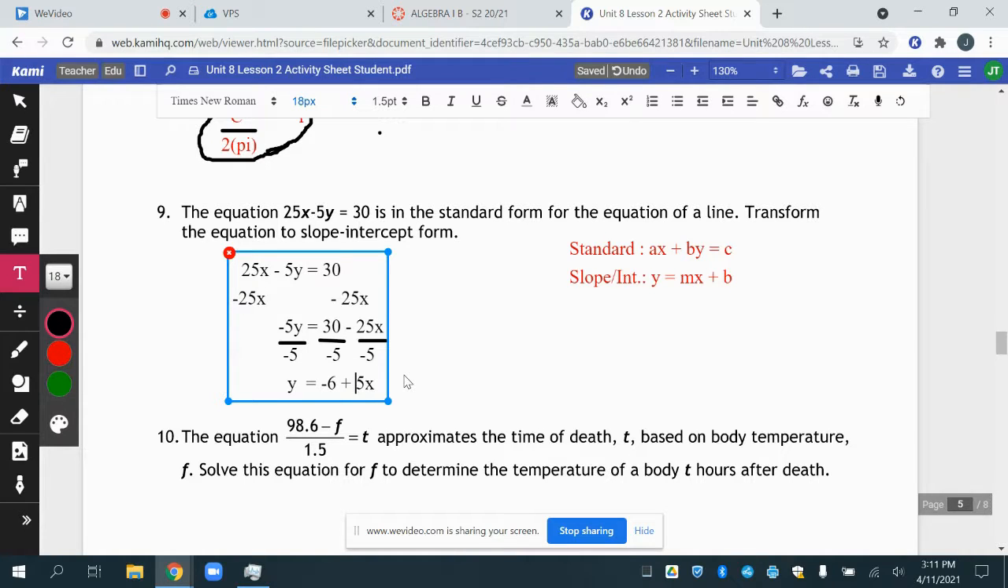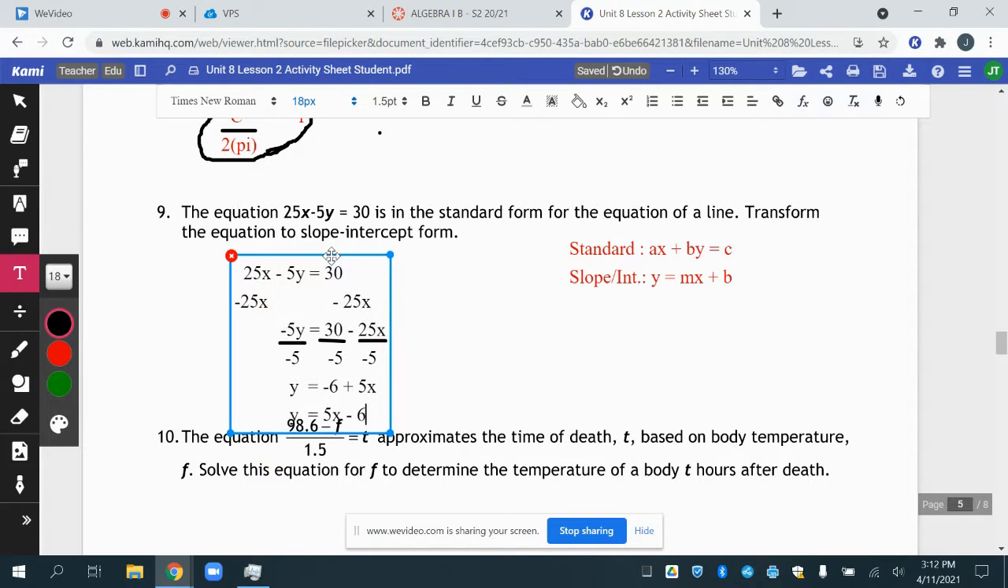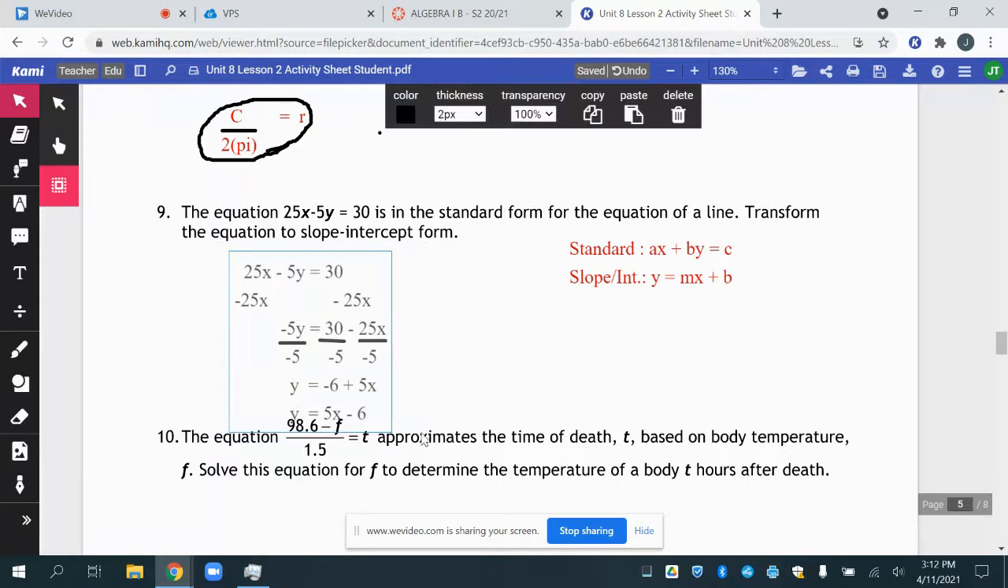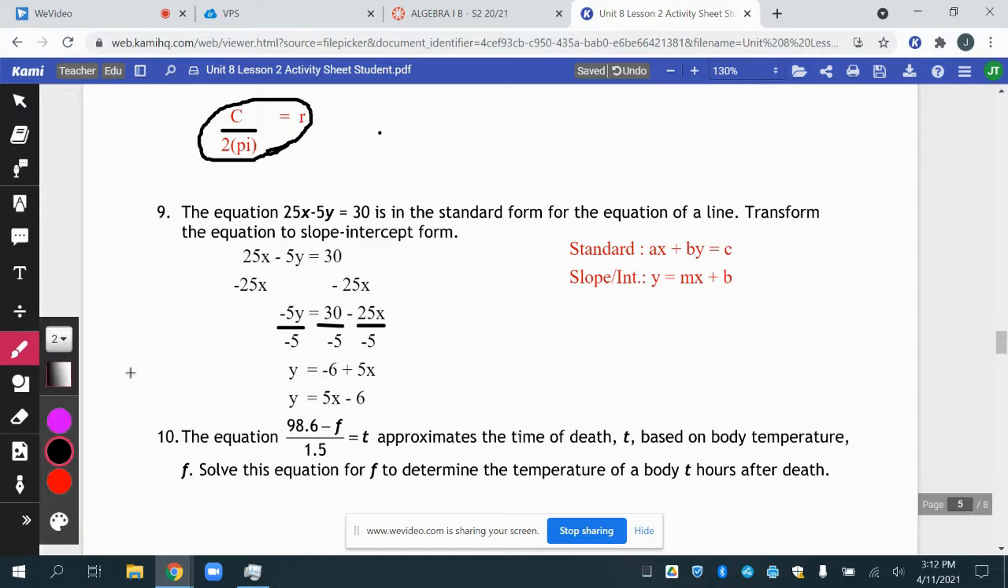And guess what? We're done. The only thing left to do is switch them around. Looks like this. Y equals. Instead of putting the negative 6 first, I'm going to put the positive 5x first. Now, in standard form. Forgot I wanted to remove the other stuff. There we go. All right. And that's the answer. We just put it in slope-intercept form.